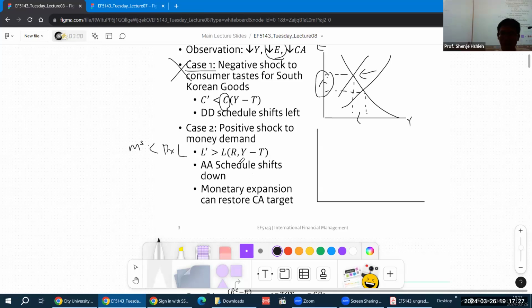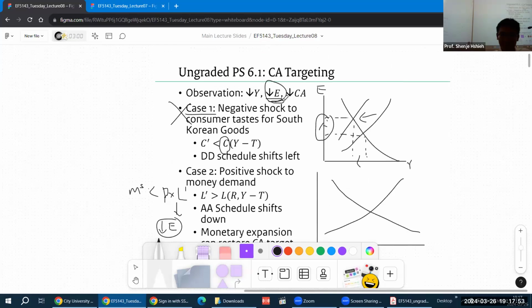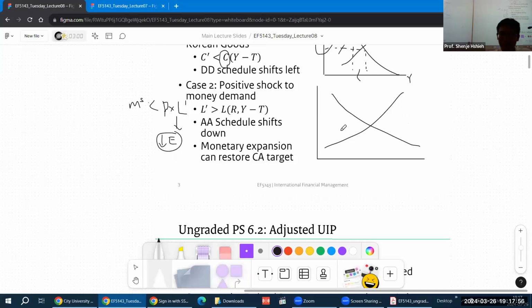Well, based on this, it appears that we have to find some way to decrease L prime now. So decrease L prime only if interest rates go up, right? So that means that interest rates go up, which means that E has to go down, right? Which is consistent with this, right? Which means that the AA schedule is actually shifting down, right?